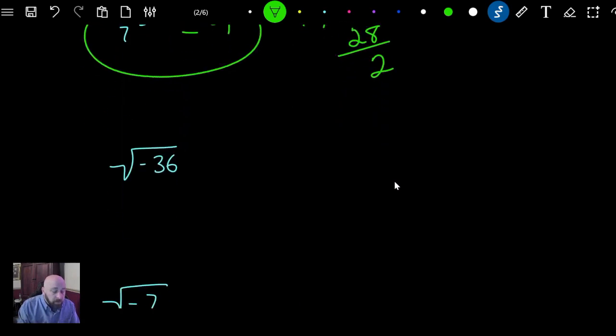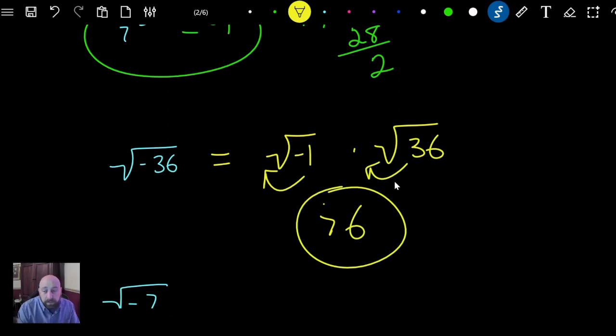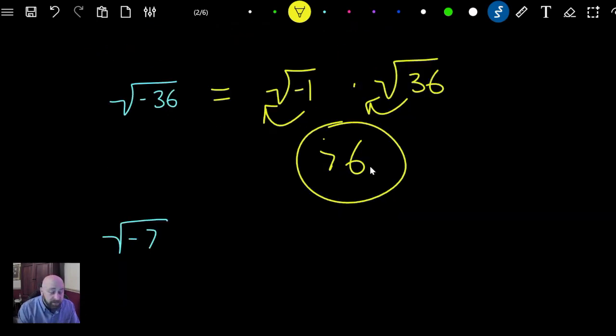Okay. All right, there's the square root of -36. Remember, before we simplify, we always want to break this down into the square root of -1 times the square root of 36. Well, right there, we already have a solution. What comes out of that? i. What comes out of that? 6. The answer to that would be imaginary 6.